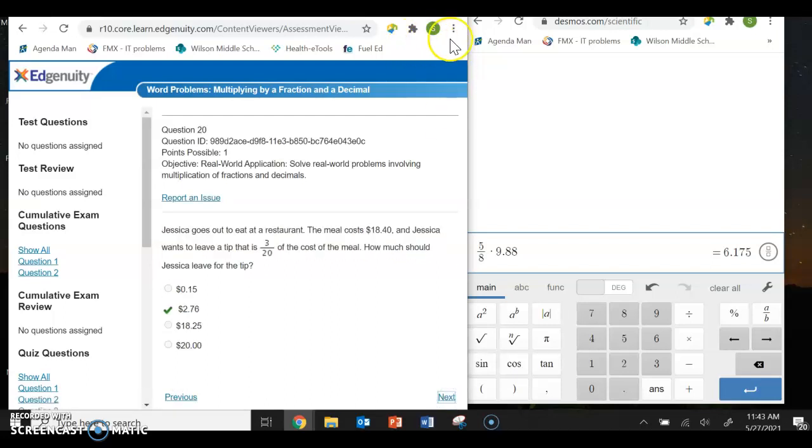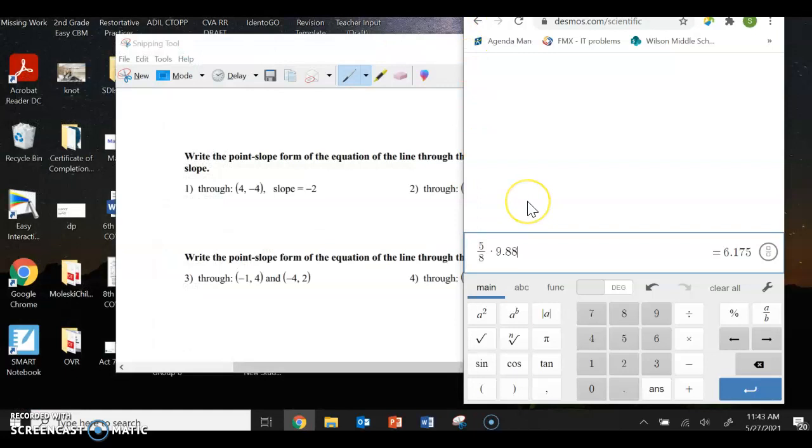My suggestion to you would be go back through your quiz, take your time, and use this Desmos scientific calculator to help you get answers. I don't expect you to be able to multiply all this in your head or using just a sheet of paper. Go ahead and use the calculator link that I sent you.